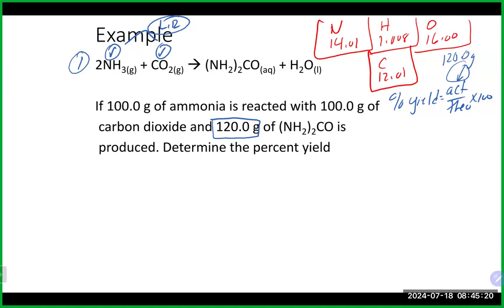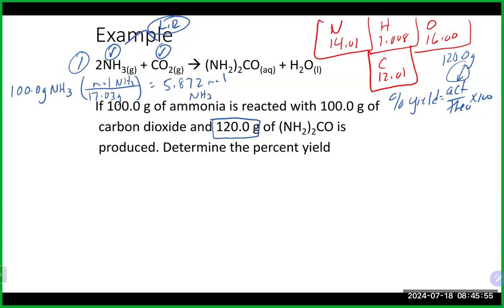We do want to convert into moles, so 100 grams of NH3, going to the periodic table. We got 1 nitrogen at 14.01 and 3 hydrogens at 1.008, going to yield us 17.03 as our molar mass. That's going to give us 100 divided by 17.03, going to get 5.872, we'll call it, moles of NH3.